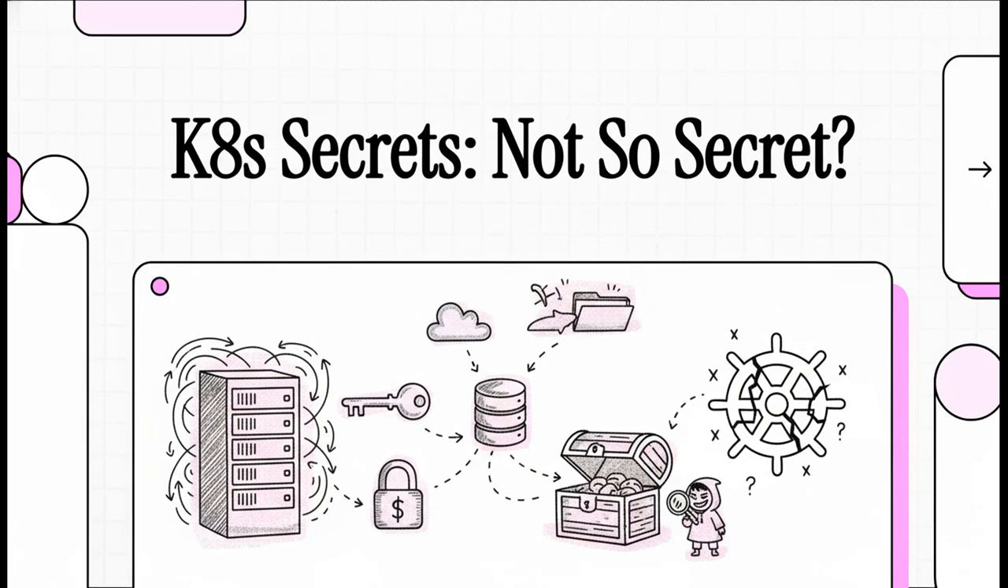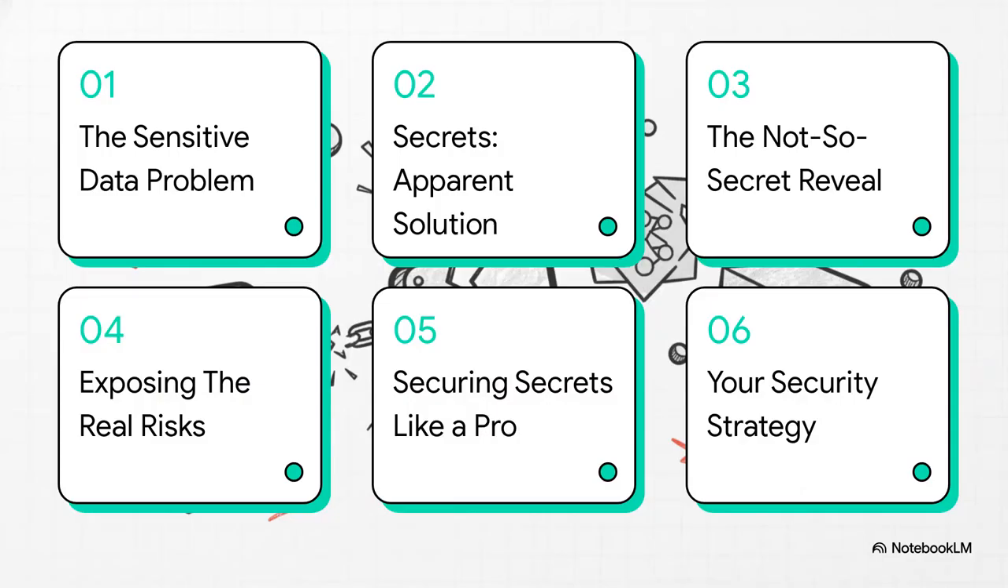Okay, so when you're building any modern application, you've always got sensitive data to deal with, right? We're talking API keys, database passwords, all that good stuff. And rule number one is always, get that stuff out of your code. But where do you put it? Today, we are going to dive into Kubernetes' native solution for this, and we're going to uncover a really common and pretty dangerous misunderstanding. So here's our game plan.